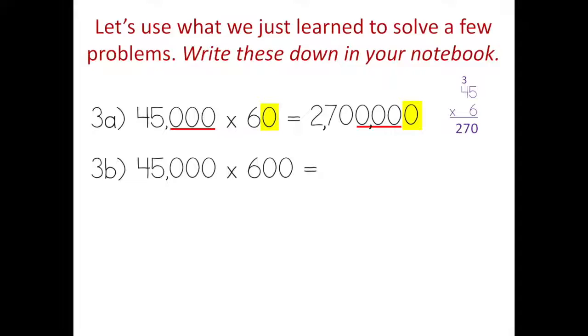All right, let's try another one. 45,000 times 600. Do this one on your own and submit your answer when you're ready.